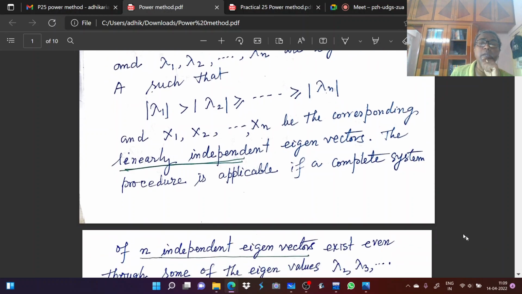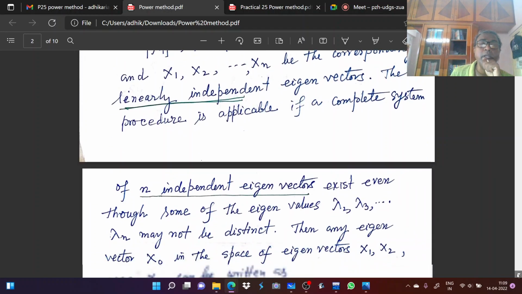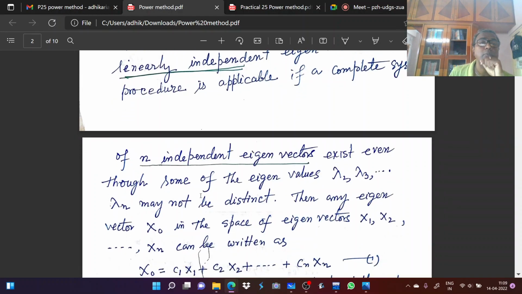The procedure is applicable if a complete system of n independent eigenvectors exists, even though some of the eigenvalues lambda 2, lambda 3, ..., lambda n may not be distinct. This case arises when lambda 2 equals lambda 3 numerically, modulus of lambda 2 equal to modulus of lambda 3 and equal to modulus of lambda n, and so on. Here note that n independent eigenvectors exist. This is the most important condition for this.